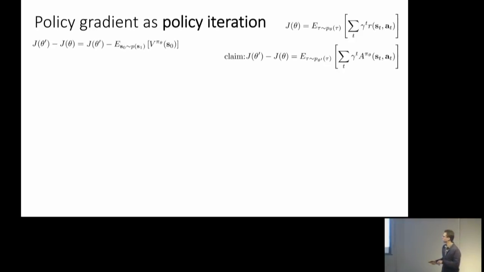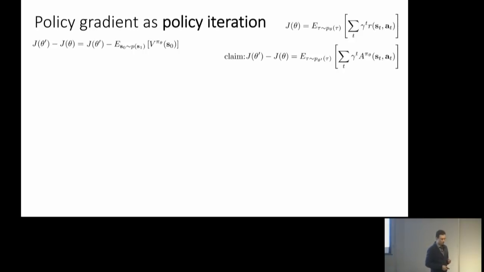So first, I'm going to leave this first term J theta prime alone, but I'm going to replace the second term by the expectation of the value function of the old policy, pi theta, with respect to the initial state distribution. So remember that the value function is defined as the expected reward if you start in a particular state. So if you take the value function in the initial state and you average it over all possible initial states, that gives you exactly the reinforcement learning objective. So I can substitute this in without any trouble.